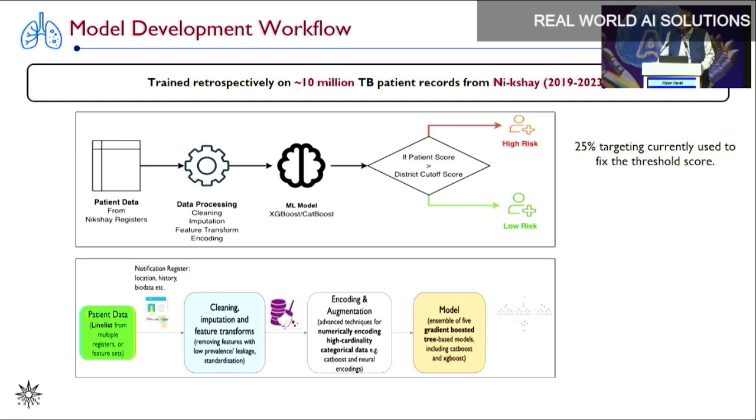If you're familiar with the concept of training AI models, this is a model that was trained on about 10 million patient records from NICSHI between 2019 and 2023. It's a very, very diverse, pan-India data set, and essentially the model predicts a risk score. We have a certain targeting threshold, so we assume that the health workers can follow up with a certain proportion of patients. In this case, it's mentioned as 25%. But it can be varied depending on the resources available at each location. And based on that targeting threshold, the health worker then follows up with the high-risk patients.